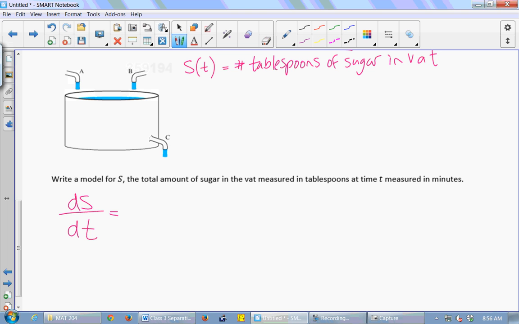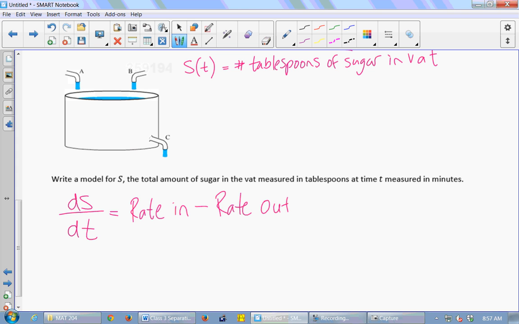Okay, so as an overarching simplification of the model, the rate at which sugar is changing in the vat can be broken down into the rate at which sugar is entering minus the rate at which sugar is leaving, right? So you have to figure out how fast sugar is coming in and how fast sugar is going out. The difference between the two tells you how fast the amount of sugar is changing in the vat.